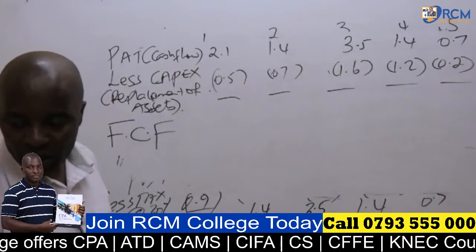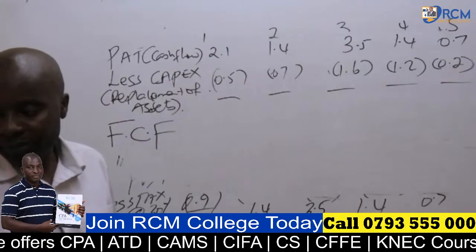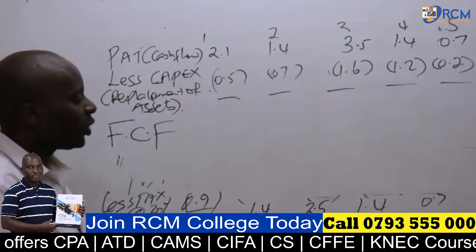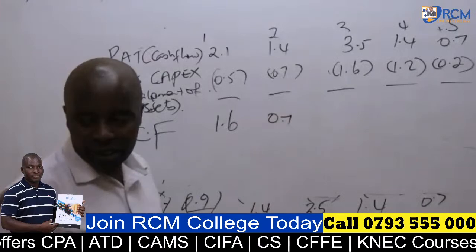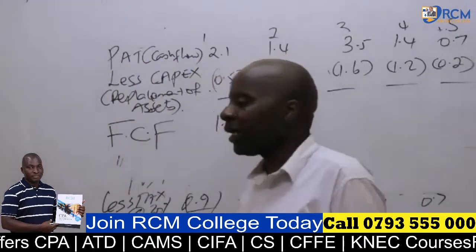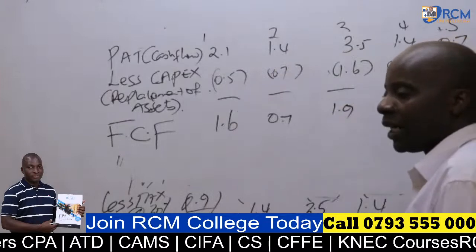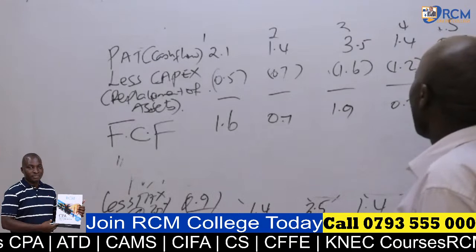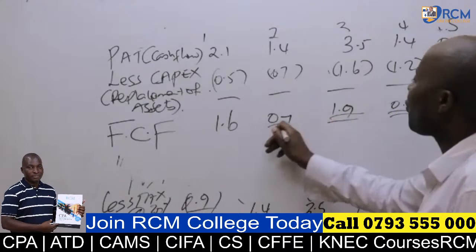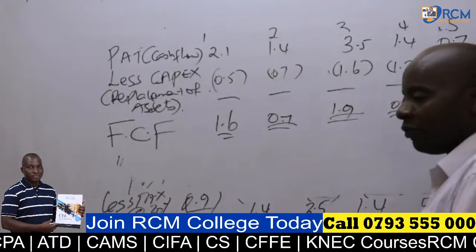There's a good student here who has been able to give me all the figures. So we have 1.6, 1.6, 0.7. Yes. We have 1.9, 1.9, 1.9. We have 0.2. We have 0.5. Now, ladies and gentlemen, after we get these free cash flows, the next thing should be all about valuation.